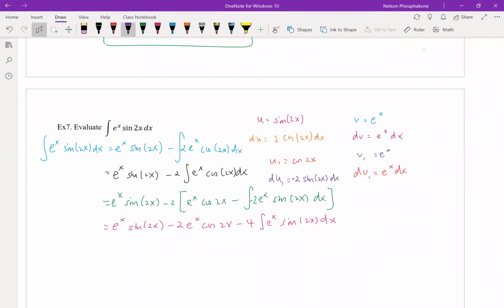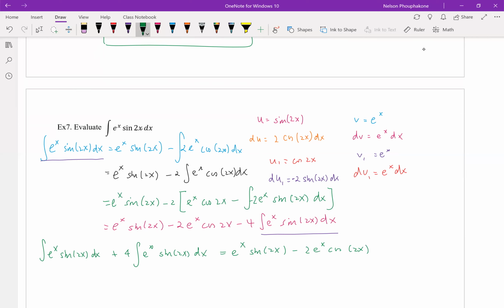But do you notice this one and this one? They're the same, isn't it? So what I'm going to do here is move this whole term to this side. So I will have this plus 4 e to the x sine of 2x dx is equal to e to the x sine of 2x minus 2 e to the x cosine of 2x.